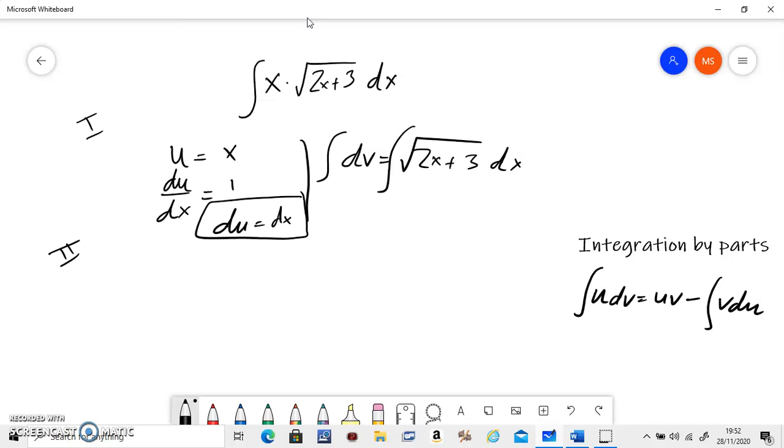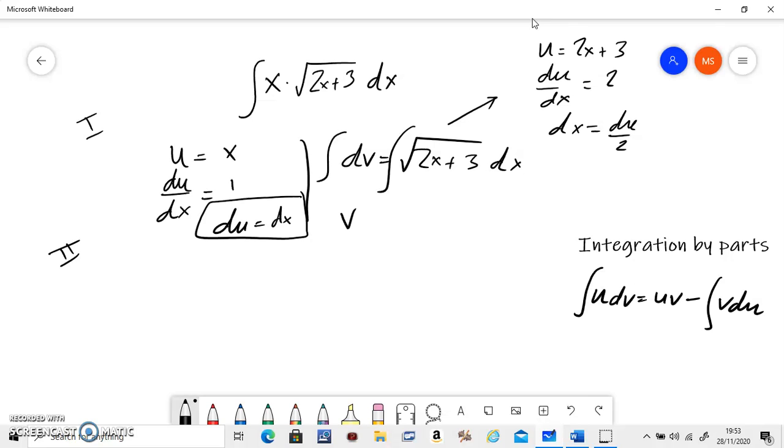Now in order to integrate this, you will have to do u substitution. So this is very important. Inside integration by parts, you have to do u substitution. So you say let u be 2x plus 3. Du over dx is 2. So dx is du over 2. This is from u substitution. If you haven't seen that video, you should go back and see that first and try and do this.